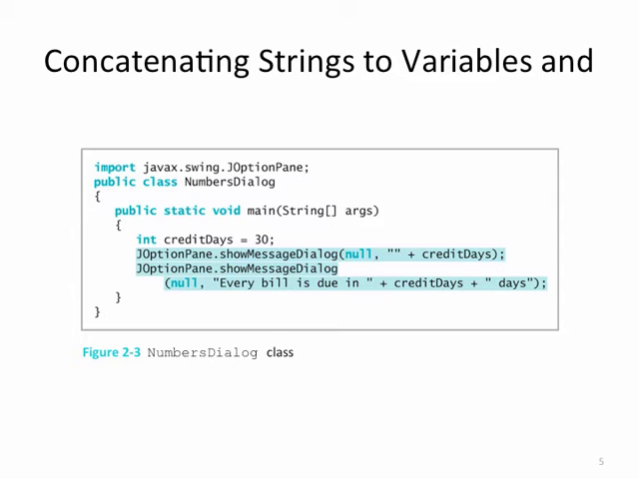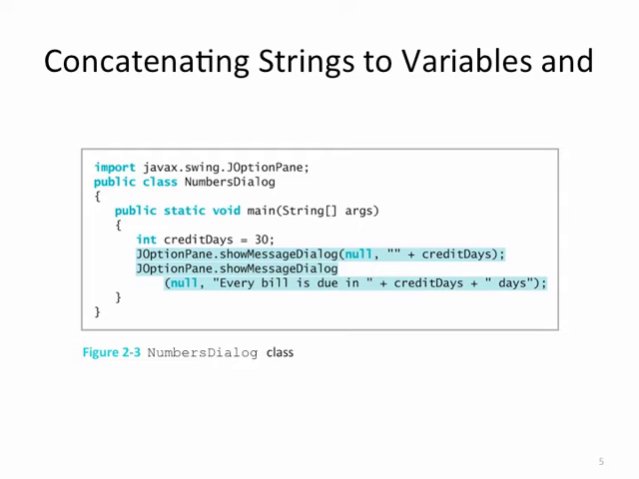Here's an example. So we import javax.swing.JOptionPane. We need to include the definition of the JOptionPane class. Public class NumbersDialog, so the name of this class is NumbersDialog, followed by an open brace. And then we've got our main method, public static void main(String[] args). That's our main method, the single entry point into every Java application.